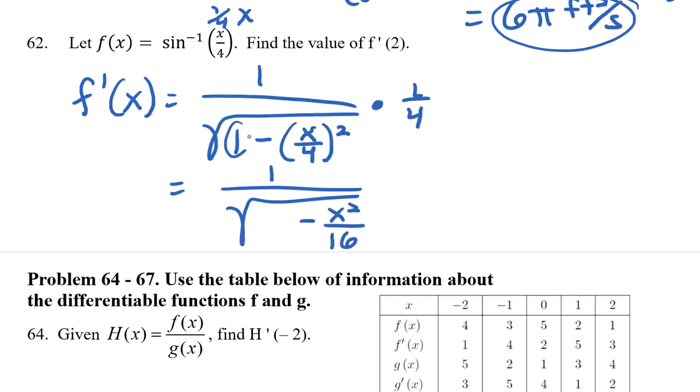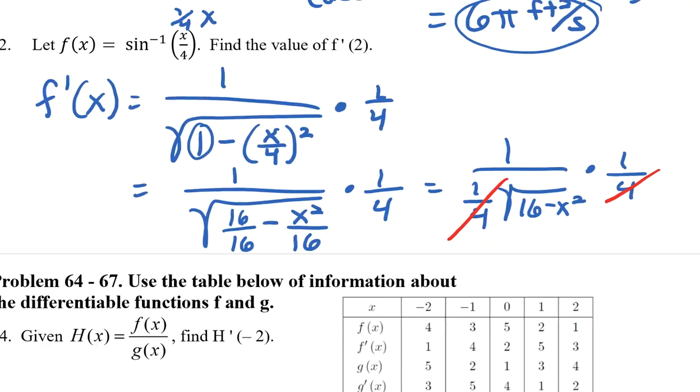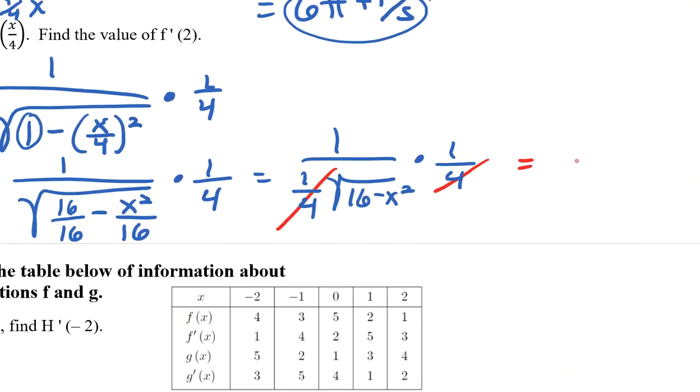So the 1, I'm going to turn the 1 into a 16 over 16 so that I can factor out 1/16. So this is really just arithmetic, guys. The square root of 1/16 is 1/4. So this simplification, and now this 4 will cancel with that 1/4. So this has to be a simpler problem perhaps than you're making it. So we'll have 1 over the square root of 16 minus x squared.